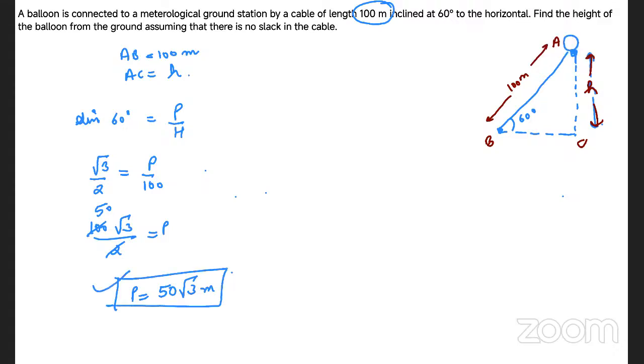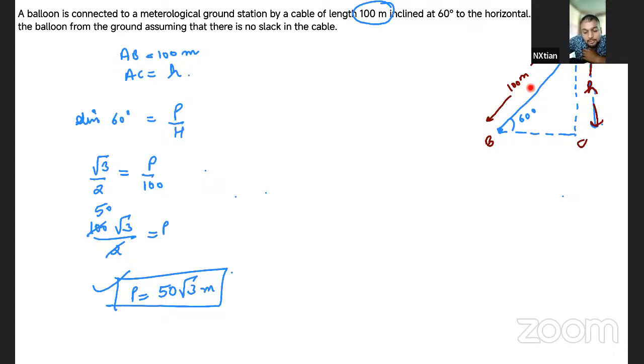How do you decide which one you're going to take, like the sine or cos or whatever? See, this is hypotenuse and this is perpendicular. We have to check which trigonometric function has perpendicular and hypotenuse. Two trigonometric functions have it. First is sine theta and the second one is cosec theta. That's why I chose this.